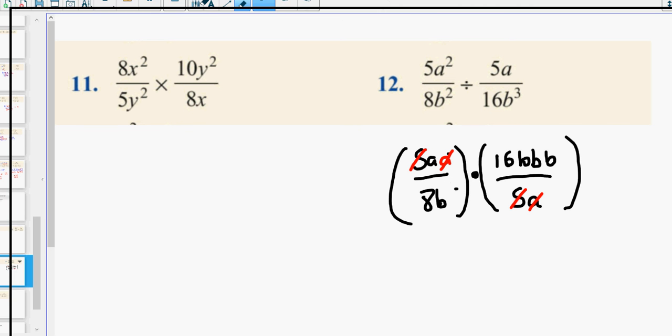Now, finally, once again, anything on the bottom can attack anything on the top. B cancels with B, B cancels with B. Now we're left with 16b divided by 8, 2b. Everybody all right with that? Oh, where's the A? Oh, there's an A there as well. So 2ab. Well done.